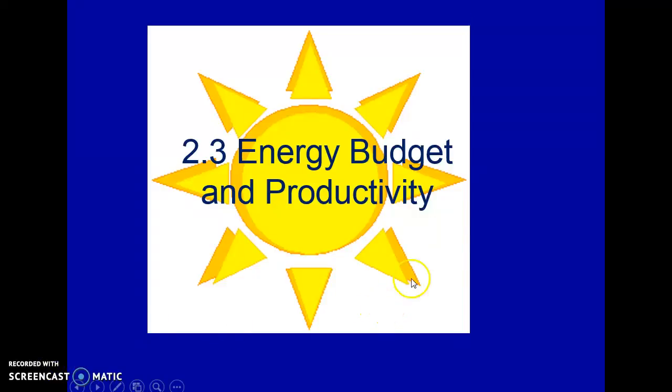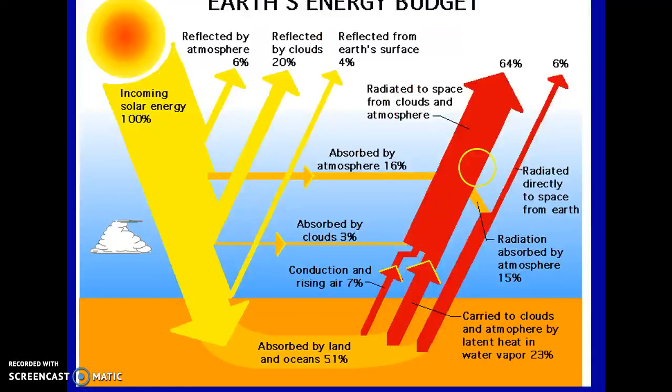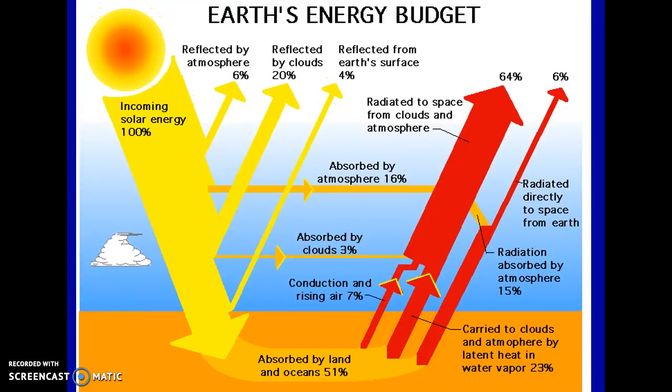Hello, IB Environmental students. Today we're going to be talking about something you're going to want to draw a simple version of as best as you can. We call this a sankey diagram, spelled S-A-N-K-E-Y, sankey.